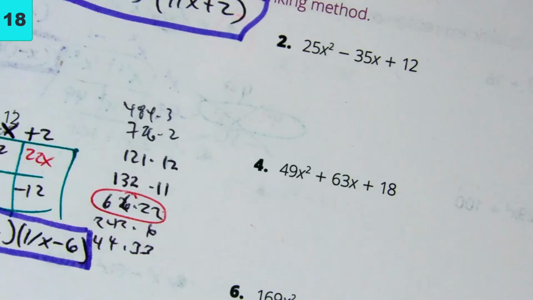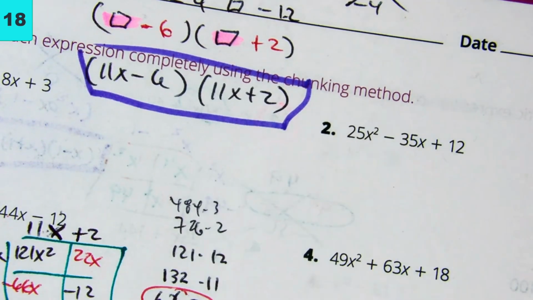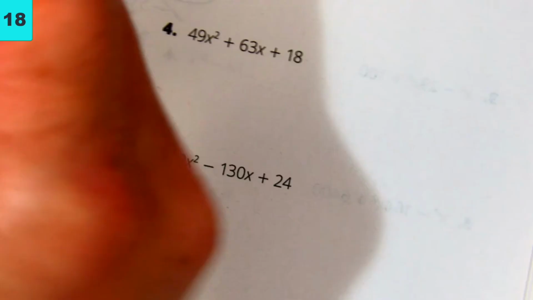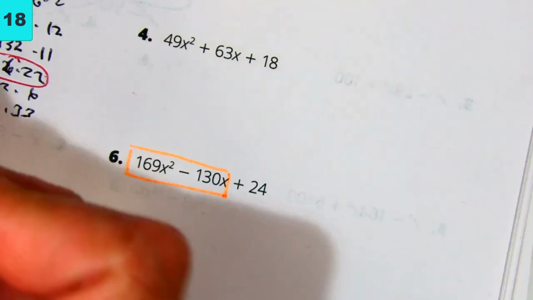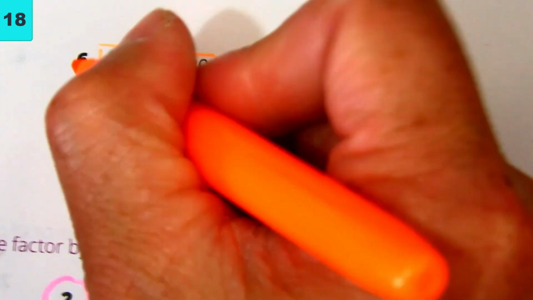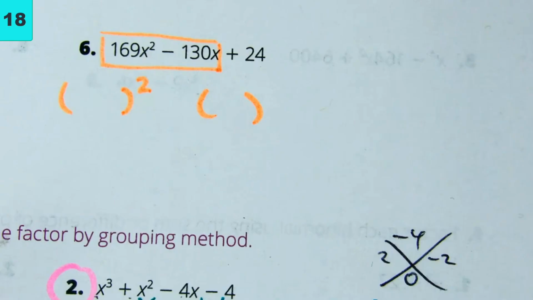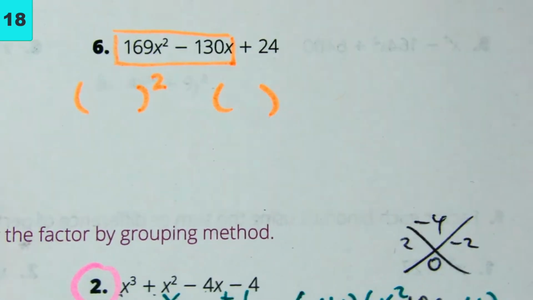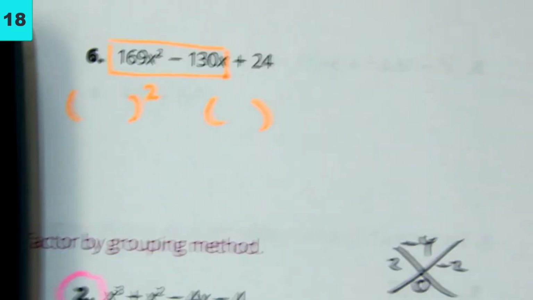Question C6 says, factor each expression completely using the chunking method. Now, the chunking method is a particular method, and it just helps you factor a little bit easier. Let me show you guys the chunking method. So if I look at those two, I need to put something there in the parentheses, and it has to be the same thing. Class, what do you think it is? 13.